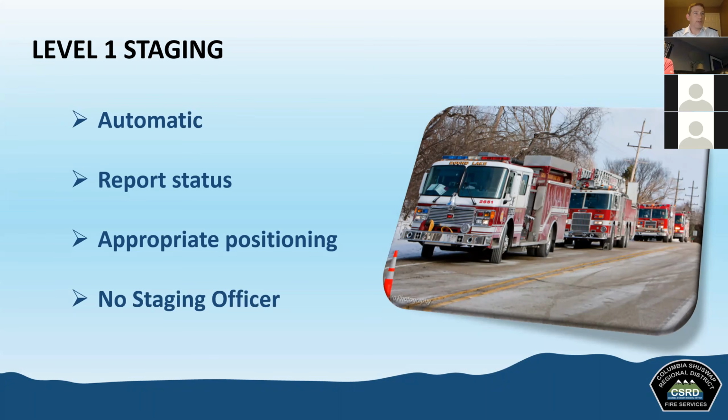So at level 1 staging, we have no staging officer, right? There is no one there telling you where to go. As we're coming in, we'll be reporting our status. We're going to try and find the appropriate positioning, but it doesn't hurt to give a call if there is an apparatus on scene already. Give a call, ask the incident commander where they would like you to stage. It's typically a really good practice to get into, especially if you're arriving a little late to the party. And that happens often with mutual aid. So if you're coming in on a mutual aid call, ask the incident commander exactly where they want you. They'll tell you where to be.